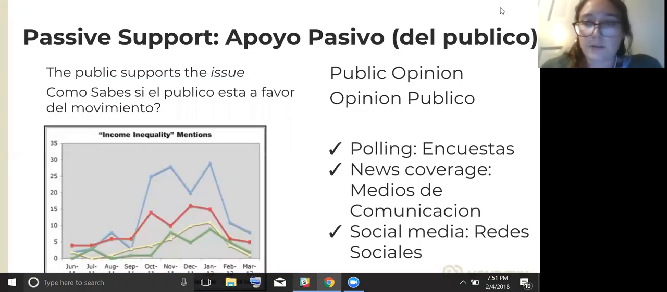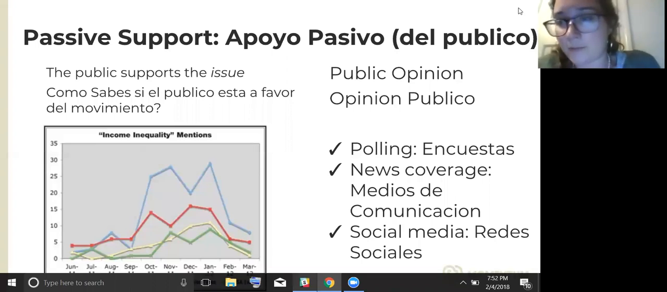So that's the active support piece. And then we also need passive support, essentially. Oh, this was something that I didn't mention from Erica Chenoweth, from her studies. So actually what movements need are two things.